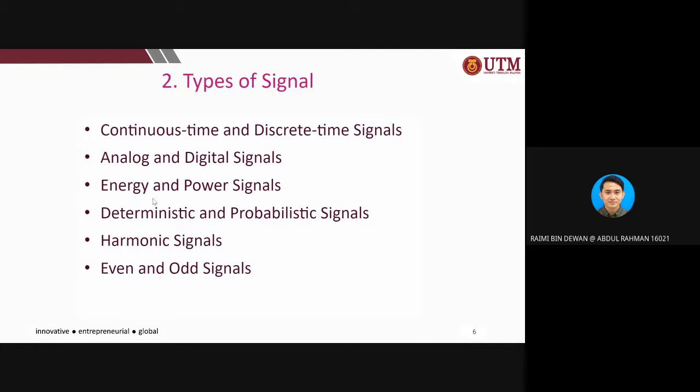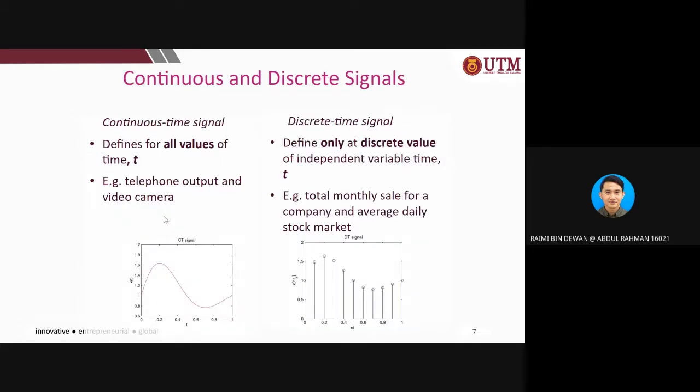Deterministic means you can know the nature of the signal, it can be determined. Probabilistic is random, you can know by probability, but you cannot know for sure. Harmonic signal is a repeated signal, it is repeating. And then you have even and odd signal, where one is symmetric and one is anti-symmetric. If you have a question, just interrupt me.